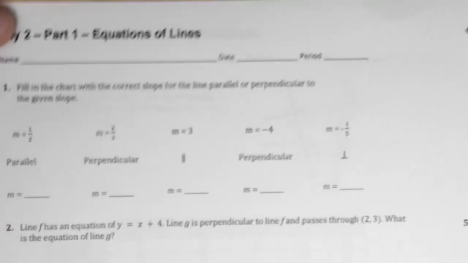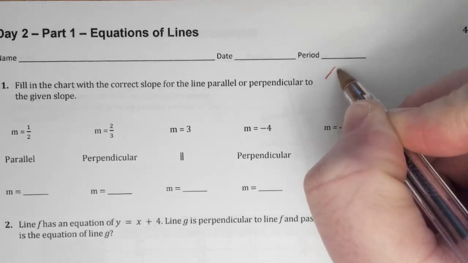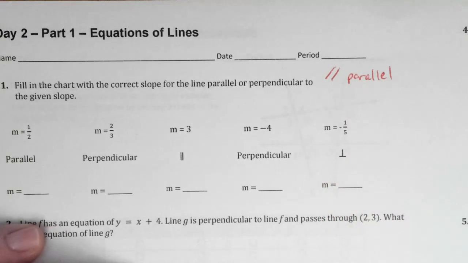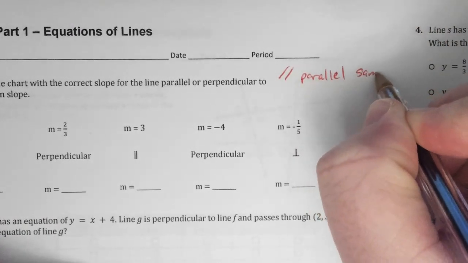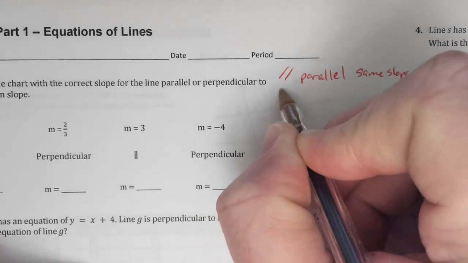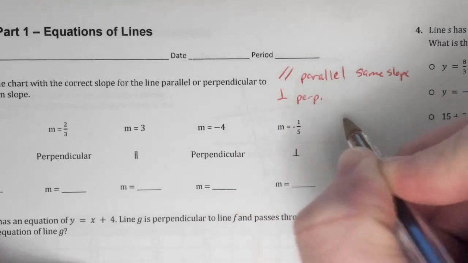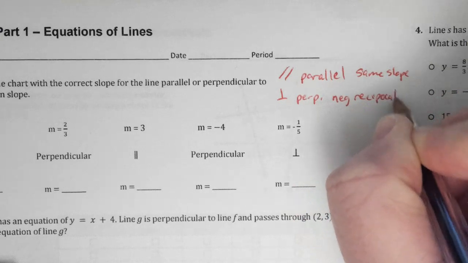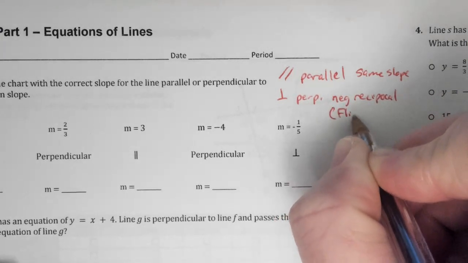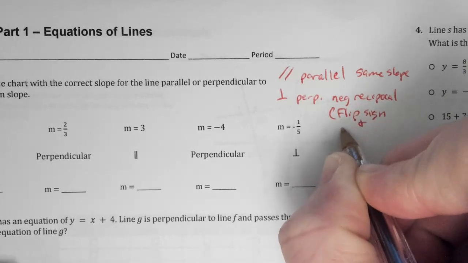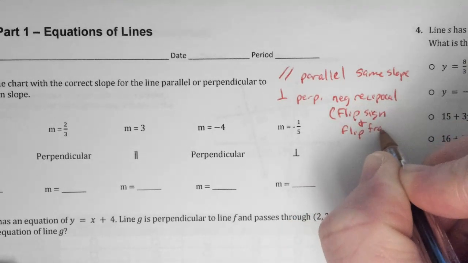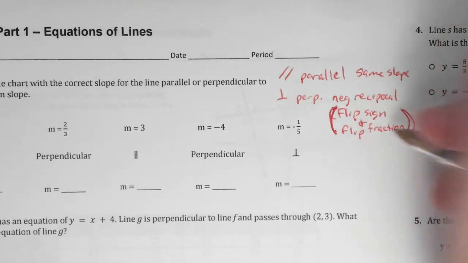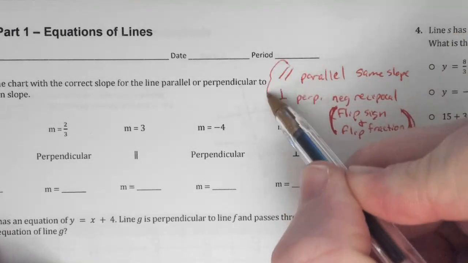All right, so let's talk about a little bit of notes here. First of all, this symbol right here means parallel, and parallel means that you have the same slope. Whereas this is perpendicular and means that you have a negative reciprocal of the slope. Basically, you flip the sign and you flip the fraction. You have to do both of those. And if you don't already have a fraction, you have to make a fraction. So those are basically the two rules. With that idea, let's put that little bubble right there.